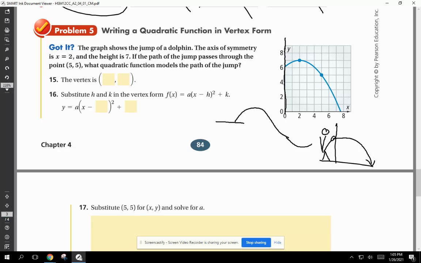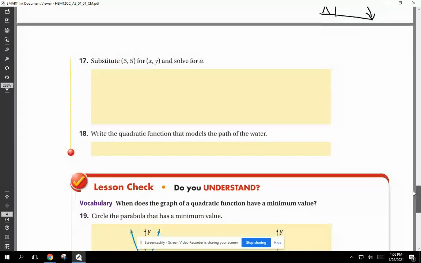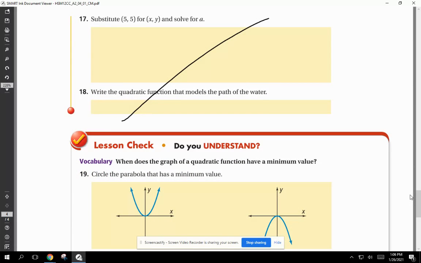So what is the vertex? The vertex is the highest point. So it's 2, 7. The vertex is 2, 7. Substitute h and k in the vertex form of a function, y equals a times x minus h squared plus k. So that's your vertex form. Now we're just going to put these letters into here. So remember, you take this and put 2 here and put 7 there. That's all. 17 and 18 we're not going to do.